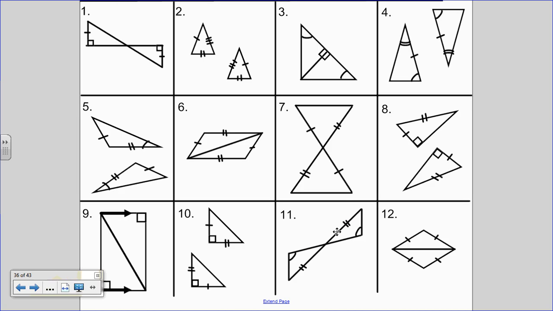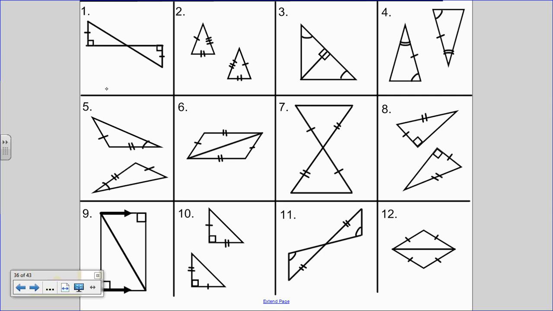So we're going to see if these triangles in the pictures are congruent, and then we're going to state the reason they're congruent. It'll be one of the 5 we mentioned before: side, side, side; side, angle, side; angle, side, angle; angle, angle, side; or hypotenuse leg.